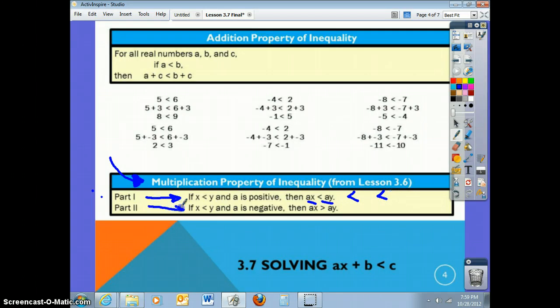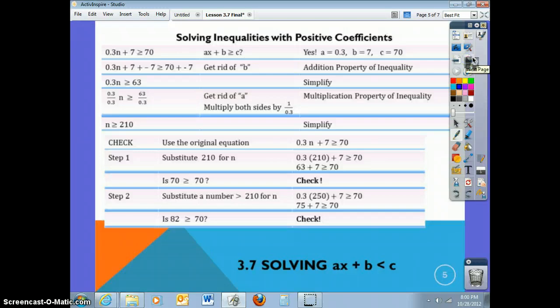However, if I multiply both sides of this inequality, x is less than y, by a negative number, the sense of the inequality changes. Ax becomes greater than ay. So this less than inequality becomes a greater than inequality. And we're going to practice that several times in this lesson. So here let's do solving inequalities first that have a positive coefficient.